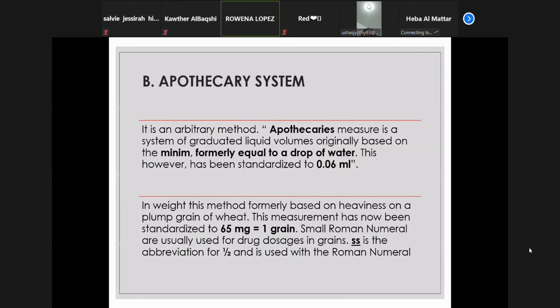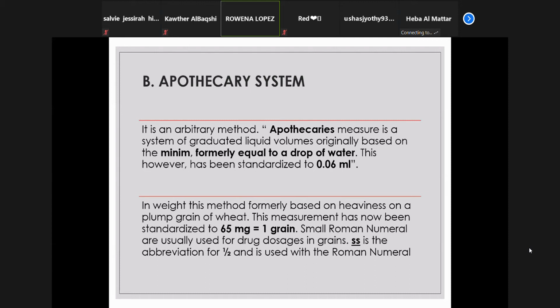So we'll talk about the apothecary system. The apothecary system was actually used during the time of the Flintstones, if you can still remember the Flintstones, the cartoon characters. So it is an arbitrary method. Apothecary's measure is a system of graduated liquid volumes originally based on the minim.